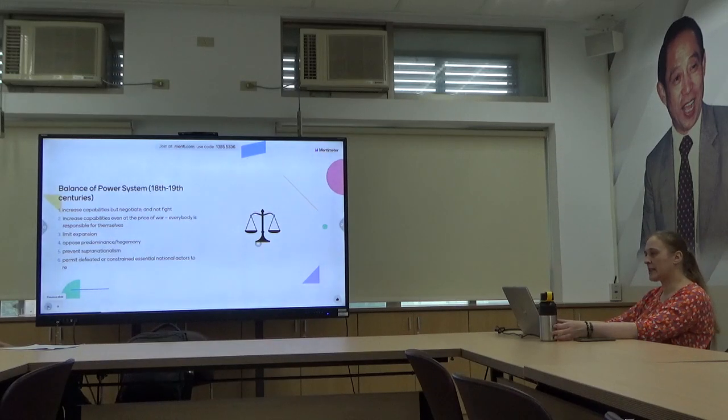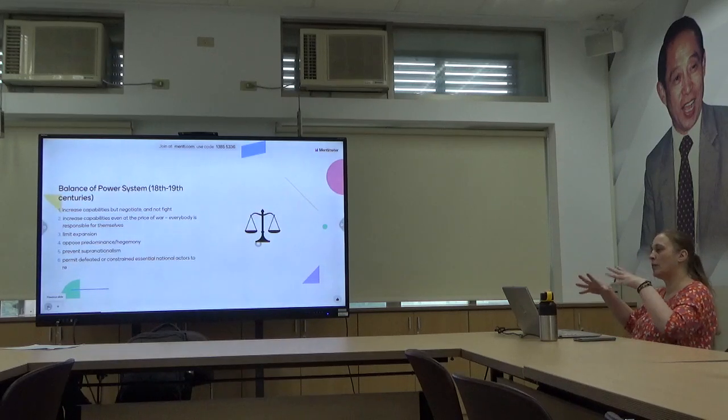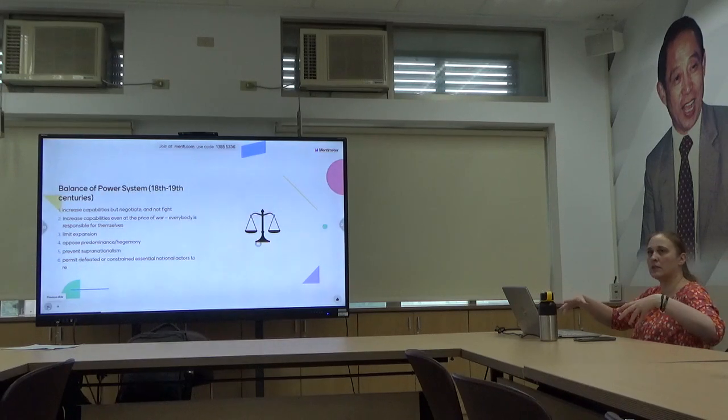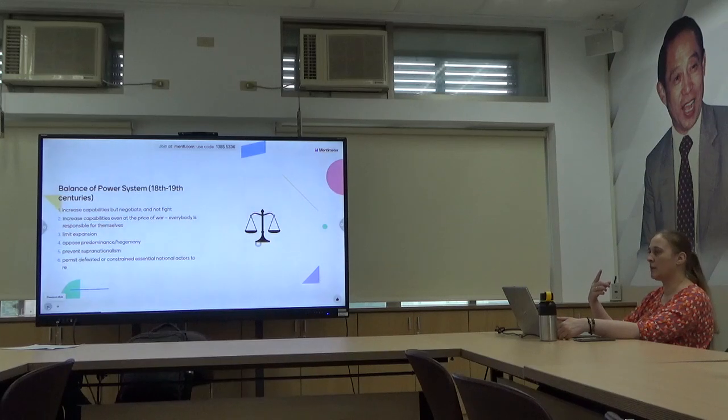The third point is limit expansion. Expansion means when a country becomes bigger, so one country cannot take another country or take another country's territories. And then the fourth point is oppose predominance or hegemony, which means there cannot be a situation where one country becomes really very strong. Like hegemony means that one country is basically the strongest ever in the system.